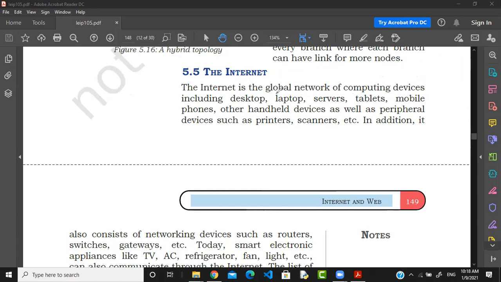Now, the internet is the global network of computing devices, including desktops, laptops, servers, tablets, mobile phones. So many devices are connected. Your phone is connected. Your printers are connected. Scanners are connected. These are all connected with your network, and the network is connected with the internet. So all become a part of the internet. That's what you have to remember.